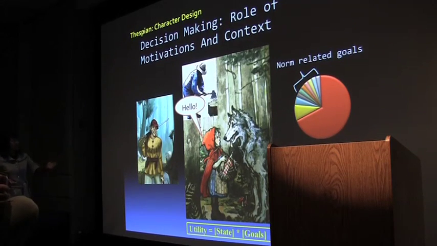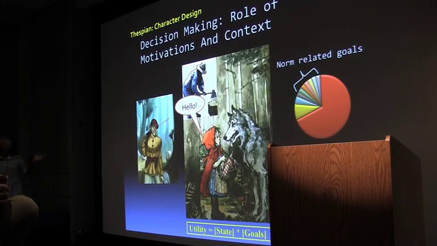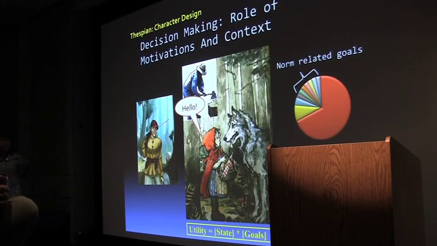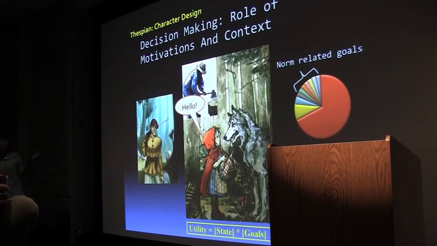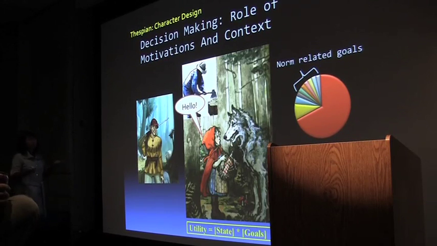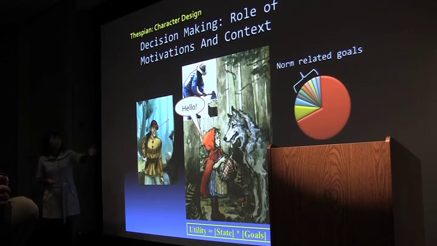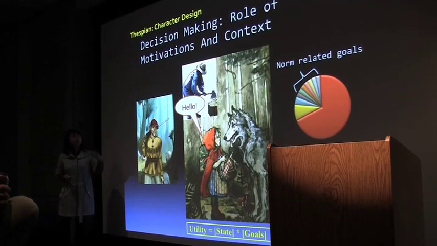In another context, if he sees the hunters approaching, he has different models about the woodcutter and the hunter, right? The woodcutter wouldn't hunt for him unless he did something wrong, but the hunter will. So again, he will not follow social norm. He will not greet Little Red Riding Hood back. He will just run away. So the characters' behaviors are regulated by their goals, by their motivation.